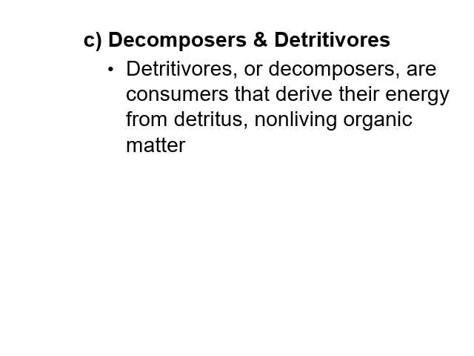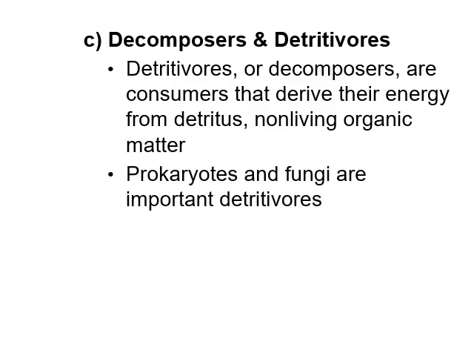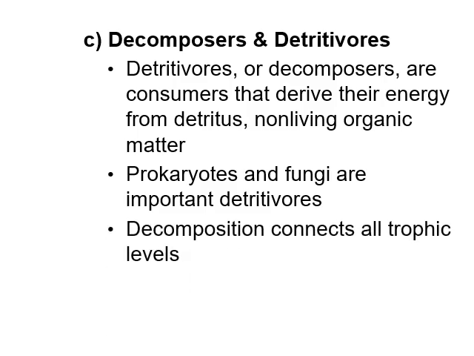Okay, so ini decomposers and detritivores. Okay, detritivores or decomposers are consumers yang akan derive their energy daripada detritus. Detritus maknanya non-living organic matter. Okay, siapakah dia? Dia adalah prokaryote dengan fungi are important detritivores. Decomposition connects all the trophic levels. Kalau kita perasan dalam biogeochemical cycle, mesti ada decomposition.